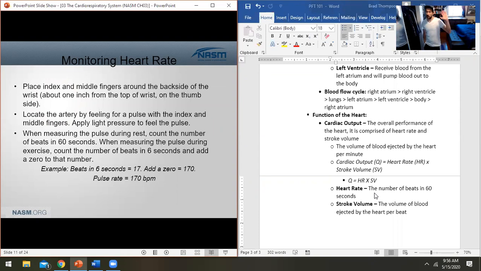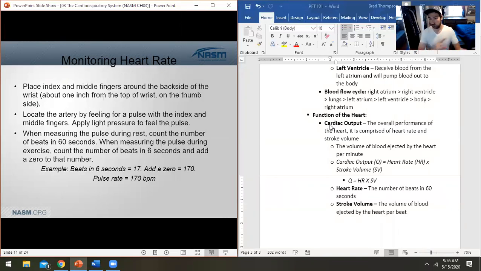Instead, we're going to use the radial pulse. The way that you measure that is by using your index and middle finger in line with your thumb and index finger on your left hand, okay? So that is the typical way that we measure. And if you're getting somebody's resting heart rate, if they're at rest and just kind of chilling, not really working all that hard, the easiest way to do it is to measure it for about 6 seconds and then add a 0 on the end, because you're trying to get the number of beats in 60 seconds. So if you count for 6 seconds and just multiply by 10, boom.